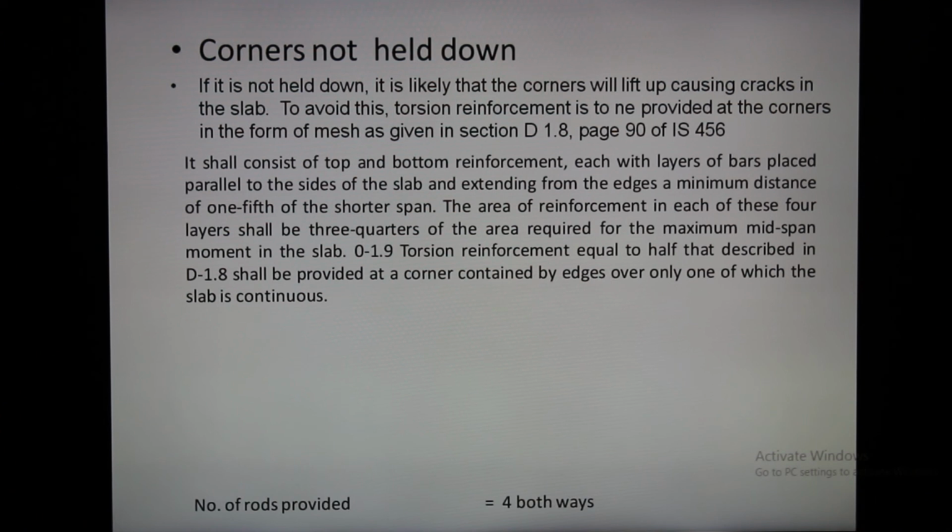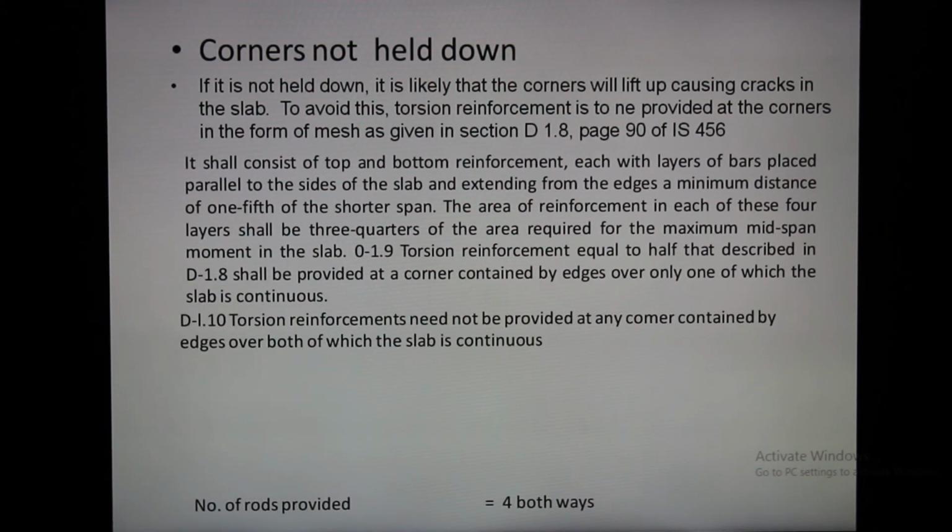The reinforcement should be 3/4 of the main reinforcement, and it should extend at each of these four layers, 3/4 of the area required for the maximum mid-span moment in the slab. So torsion reinforcement we have to calculate. Torsion reinforcement need not be provided at any corner contained by edges over both of which the slab is continuous. So if the slab is continuous, at those corners we need not provide any torsion reinforcement.